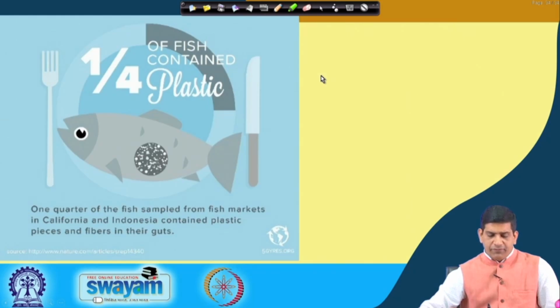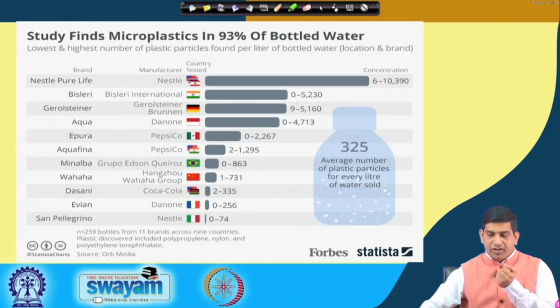In California and Indonesia, a study found that one quarter of the fish samples from fish markets contained plastic pieces and fibers in their guts. So plastic pieces and fibers are already showing up in this fish, around 25% of the fish had that. So, of course, that will lead to human exposure.